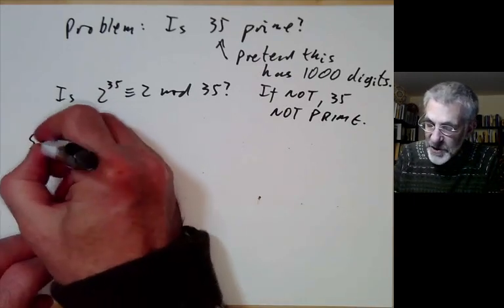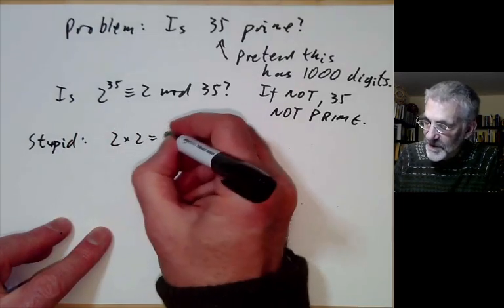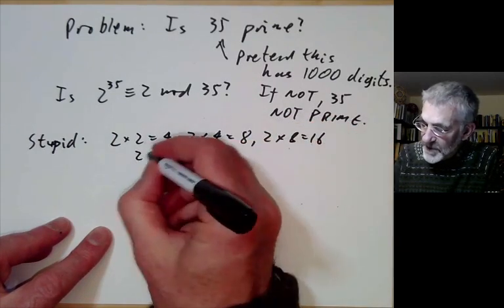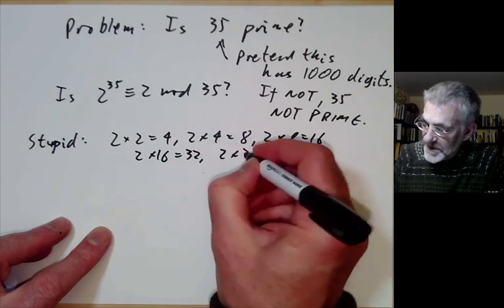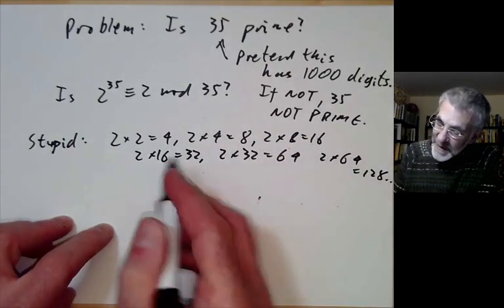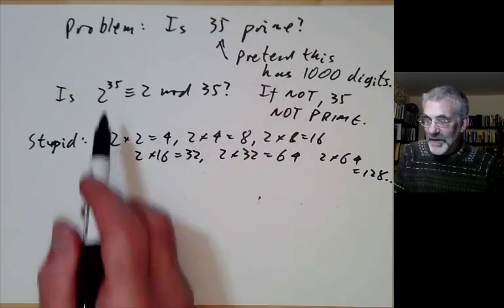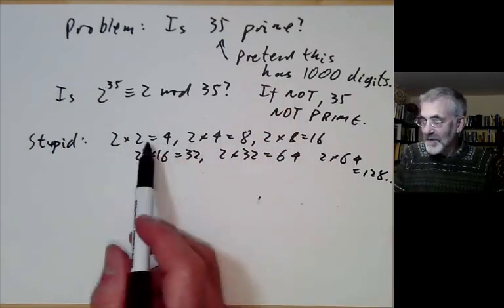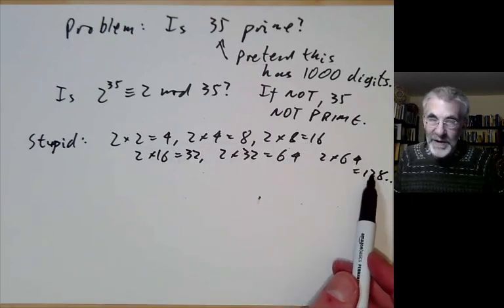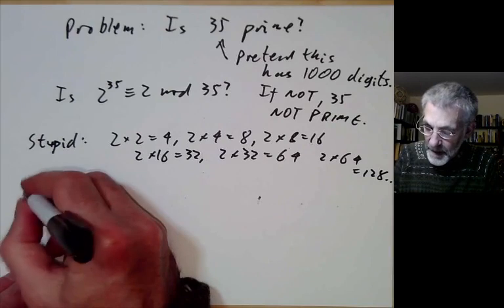So let's first try a stupid calculation. I can write 2 times 2 equals 4, 2 times 4 equals 8, 2 times 8 equals 16, 2 times 16 equals 32, 2 times 32 equals 64, 2 times 64 equals 128, and I can just keep going like this until I get to 2^35. Well, that's obviously not going to work if 35 was a really big number, because this would take more than the age of the universe to do, and secondly, these numbers would get so ridiculously large that they wouldn't actually fit into the universe. So that's no good. Let's try again.